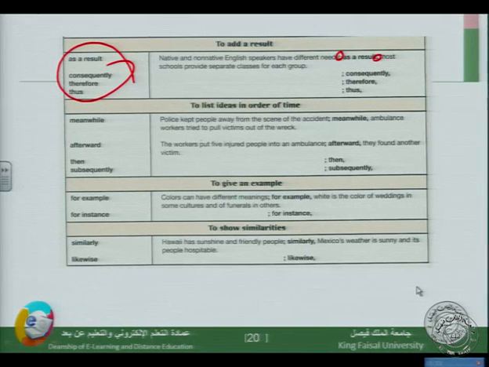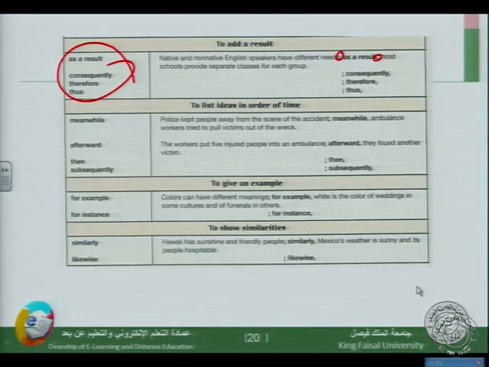Meanwhile, afterward, then, and subsequently are all conjunctive adverbs used to list ideas in order of time، يعني في ترتيب زمني. The workers put 5 injured people into an ambulance; afterward، أو then, أو subsequently, they found another victim. لاحظوا كل ما بعد الconjunctive adverbs دائما بيجي عنا independent clause.